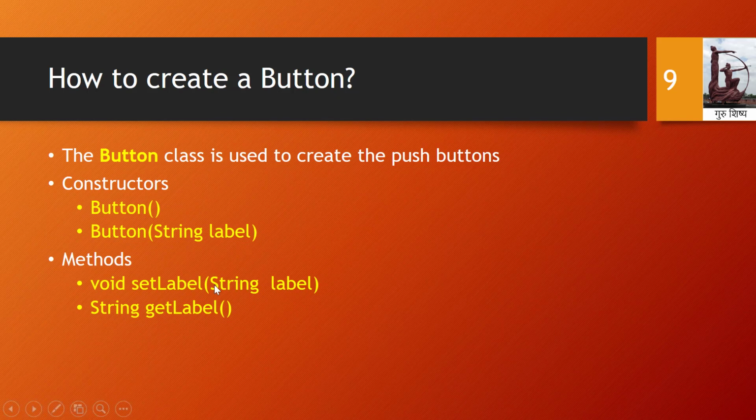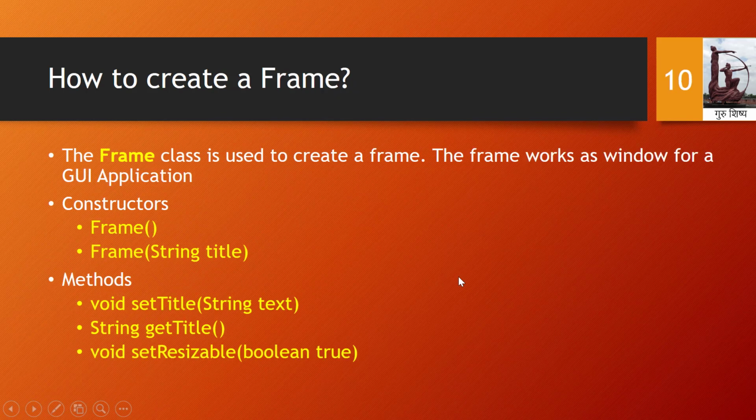So we can change the label later also. That's up to us how we're going to operate. Then comes your frame class. I told you frame is the main class that comes as a window for your applications. So we can define the title of this here also. We can define the title later also.